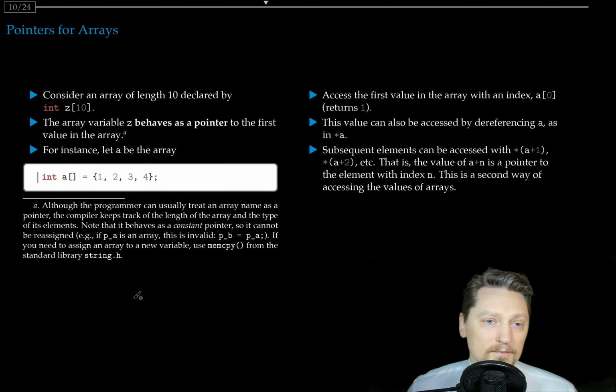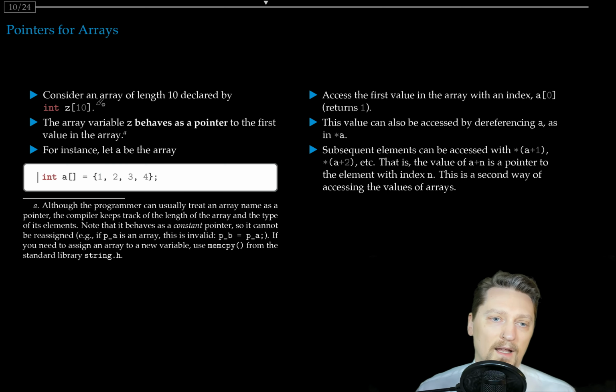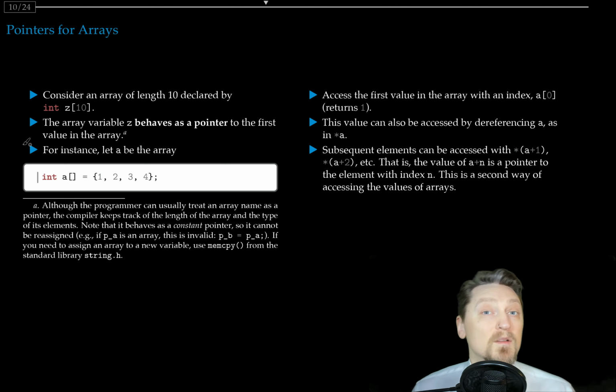Pointers for arrays. Consider an array of length 10 declared by int z[10]. The array variable z behaves as a pointer to the first value in the array. There are some caveats there. We can say it behaves as a pointer. We probably shouldn't say that it is a pointer, as some people do, but it behaves as a pointer.